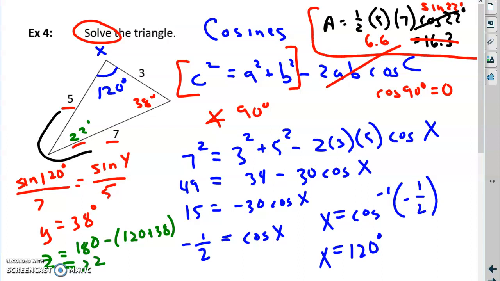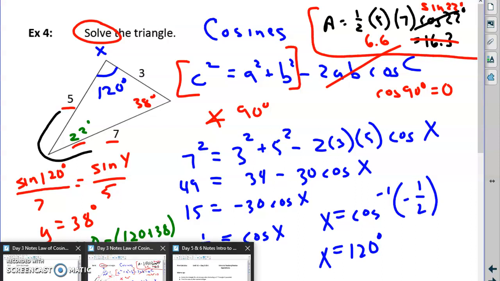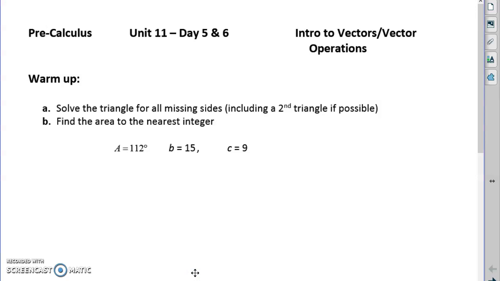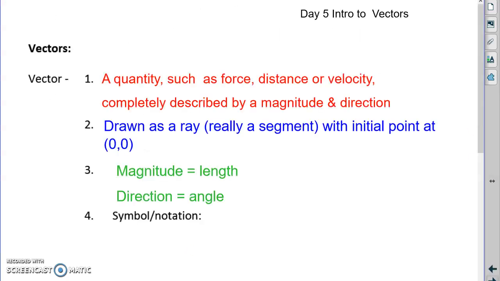All right, now on to day 5. We won't do our warm-up. We just got started with that stuff, so we'll move on to what is a vector.